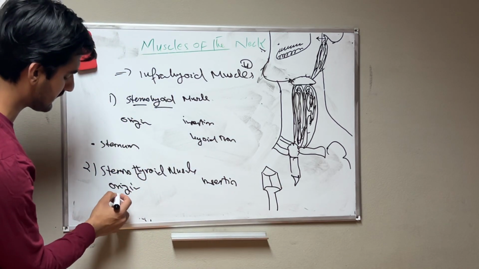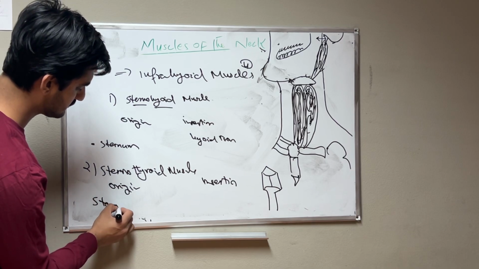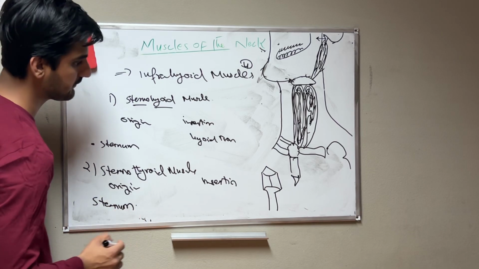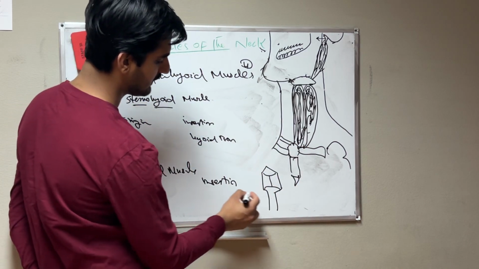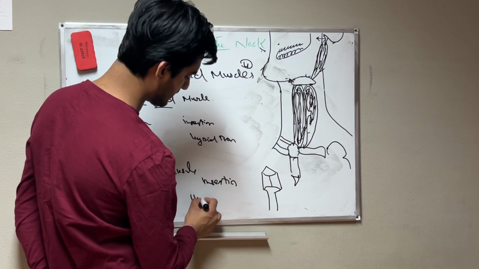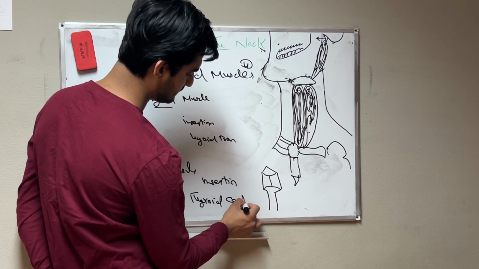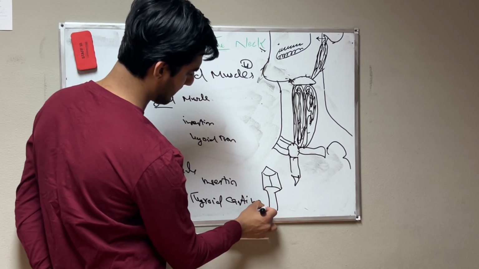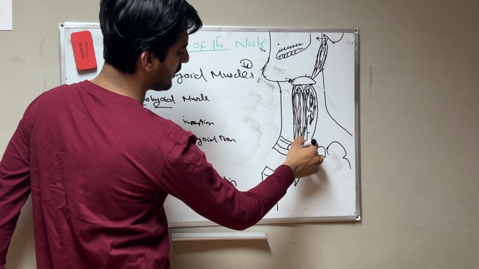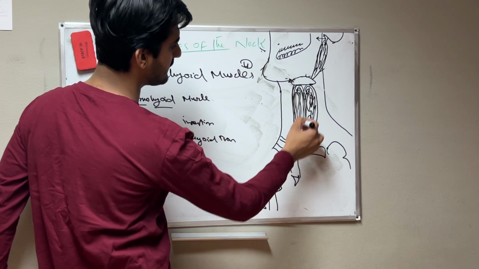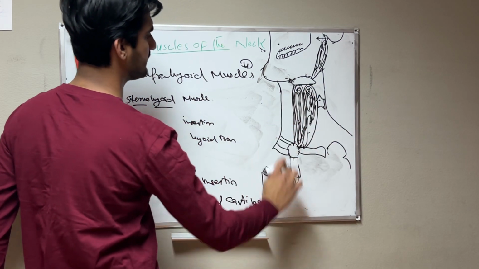It means origin from where? Sternum. This is the sternum, so it originates from the sternum and is inserted where? Into the thyroid cartilage. So from the sternum is the origin, and it is inserted here in the thyroid cartilage.